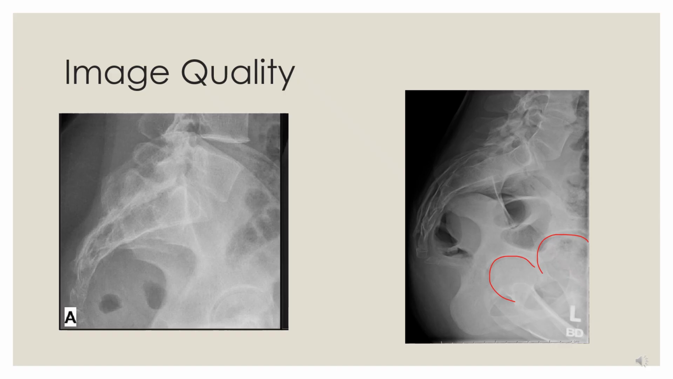So the image on the left is the good image. You can see the entire sacrum, and if there is any rotation, it's very, very slight. The image on the right, however, has a lot of rotation. The sacrum looks all funky. You can see it all, but it just doesn't look good.